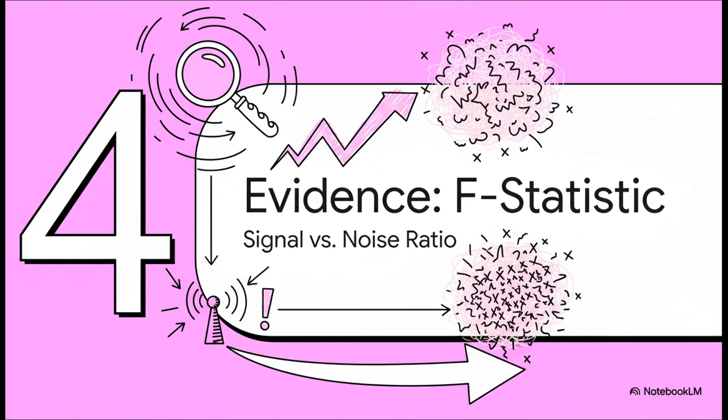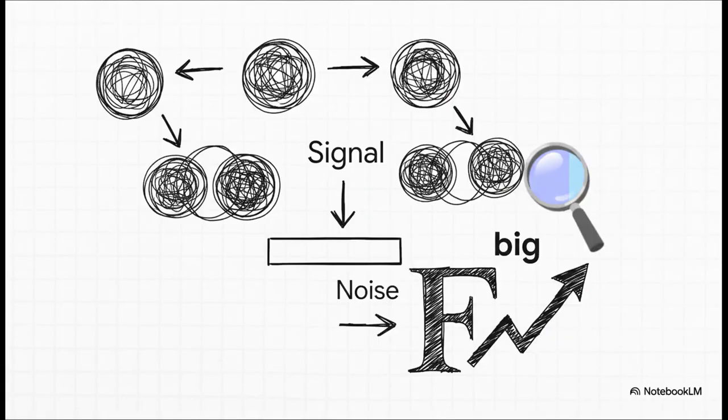Well, it brilliantly combines them into a single, crucial piece of evidence. And this key piece of evidence is called the F-statistic. Really, it's just a simple ratio. You take the signal and you divide it by the noise. So if the difference between the groups is really large compared to the random variation within the groups, you're going to get a big F-statistic. And that is our clue. It's strong evidence that the groups really are different.